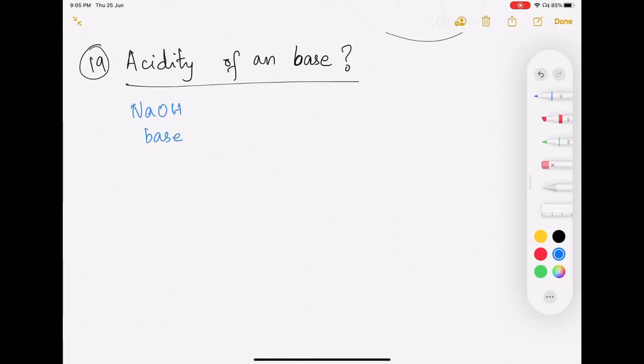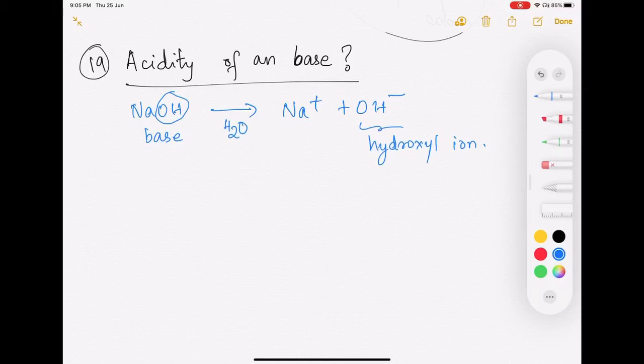Why do we call it a base? Because it can give OH minus ion in its aqueous solution. So if I'm adding to water, this furnishes OH minus ion here, and sodium positive ions are also produced, right? This OH minus ion is known as your hydroxyl ion. How many hydroxyl ions can be generated by 1 mole of a base, that is said to be acidity.